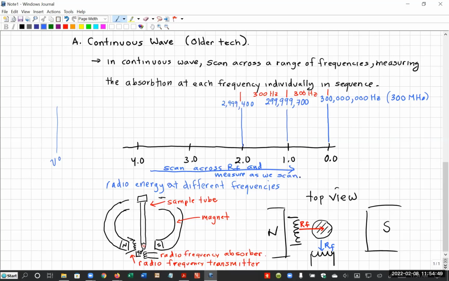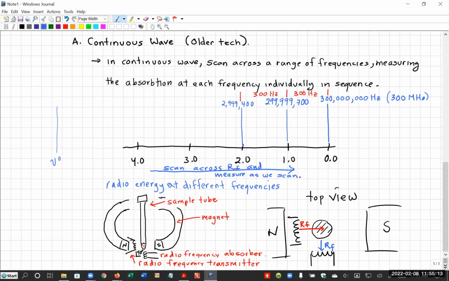Okay, can you visualize that? It's literally like an old radio. All the radios are digital now, but if you ever had an old radio, you'd turn the knob, scanning across the different possible radio frequencies, the different possible stations. When you hit one, you'd get a signal and you'd hear something. Otherwise, you just hear static, right?